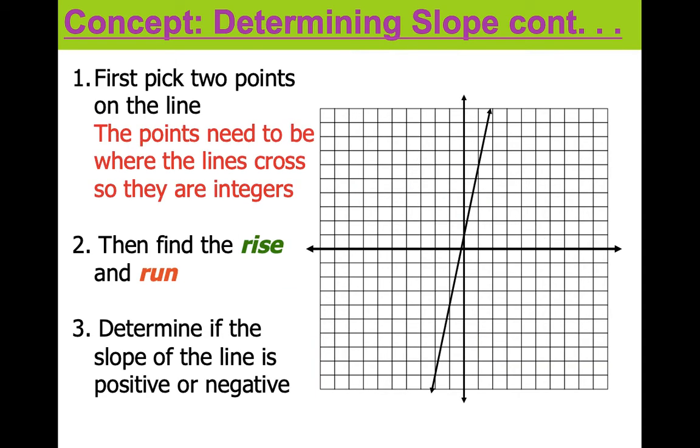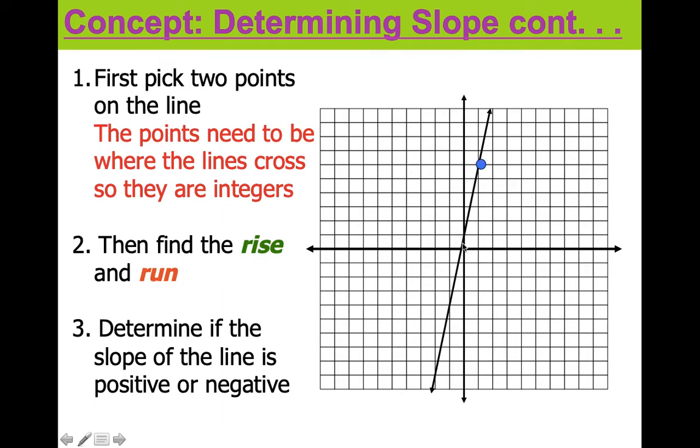So let's look a little more at slope. Pick 2 points that actually cross. So if I'm looking at this one, I see a point that could be there. I could do a point there. I could do a point there. Or I could do a point there. Just 2 of those. That's all you need.